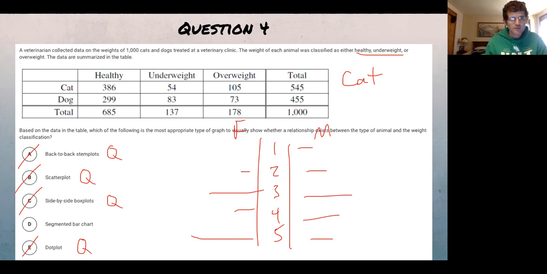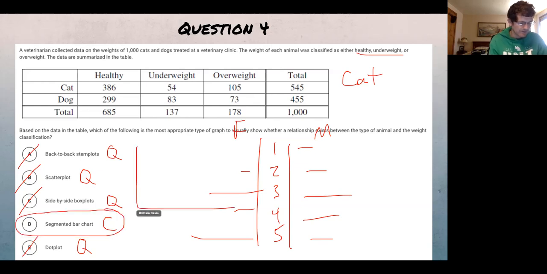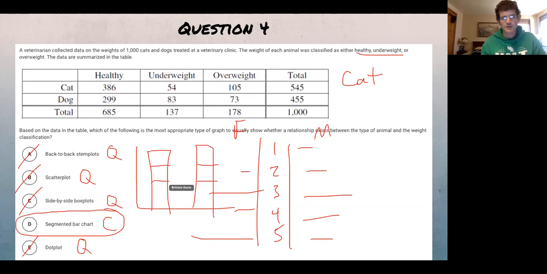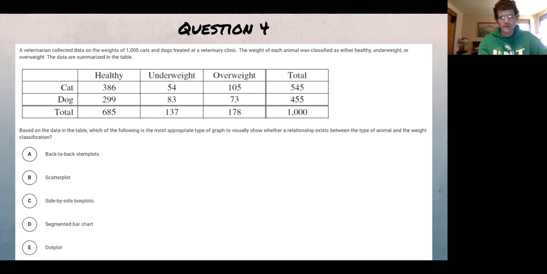So the only option here is a segmented bar chart because this is for categorical data. And of course, you know what those look like. You'd have dogs and cats and some kind of splitting up therein. Okay, I know I'm going through this stuff a little bit quickly, but remember, put a star next to any of these problems if you want to go back and investigate that one a little more in depth.